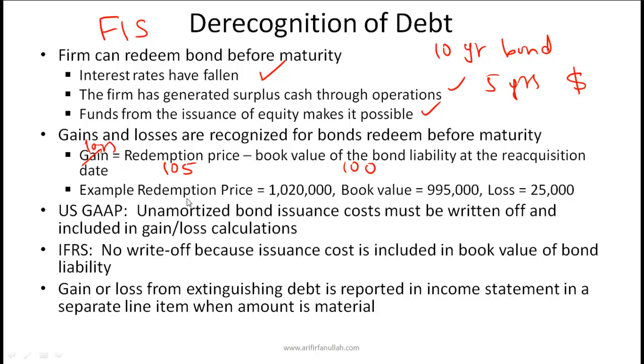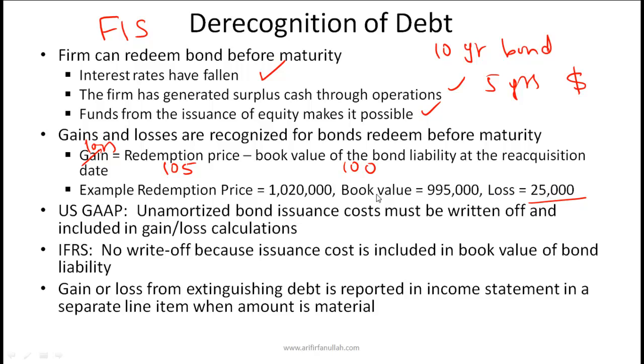Another example, if the redemption price is 1,020,000 and the book value is 995,000, then you record a loss of 1.02 million minus 0.995 million, which is a loss of 25,000. So the logic is straightforward.